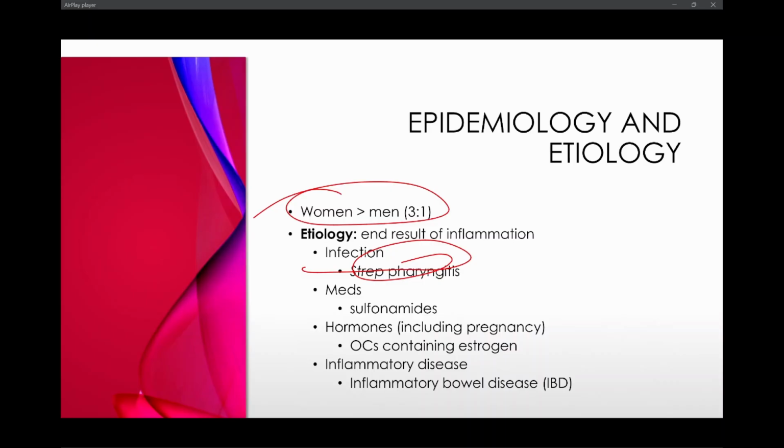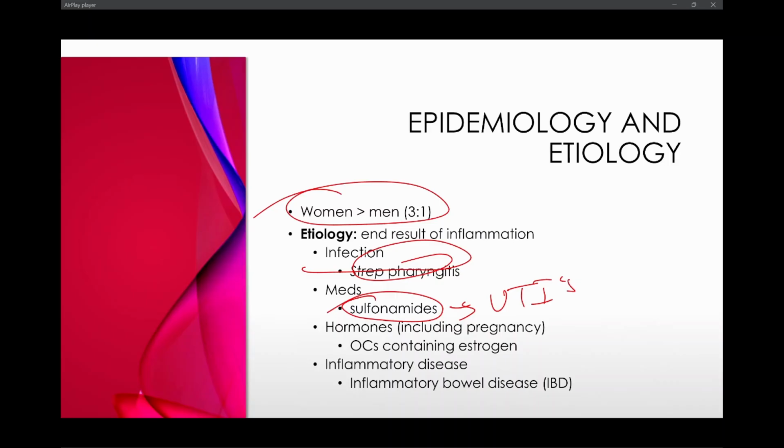Meds, here's your sulfonamides. Okay, sulfa drugs, mainly used for UTIs. Okay, have you ever heard of Bactrim? Bactrim's got sulfa, whatever it's in it, but sulfa part of it.